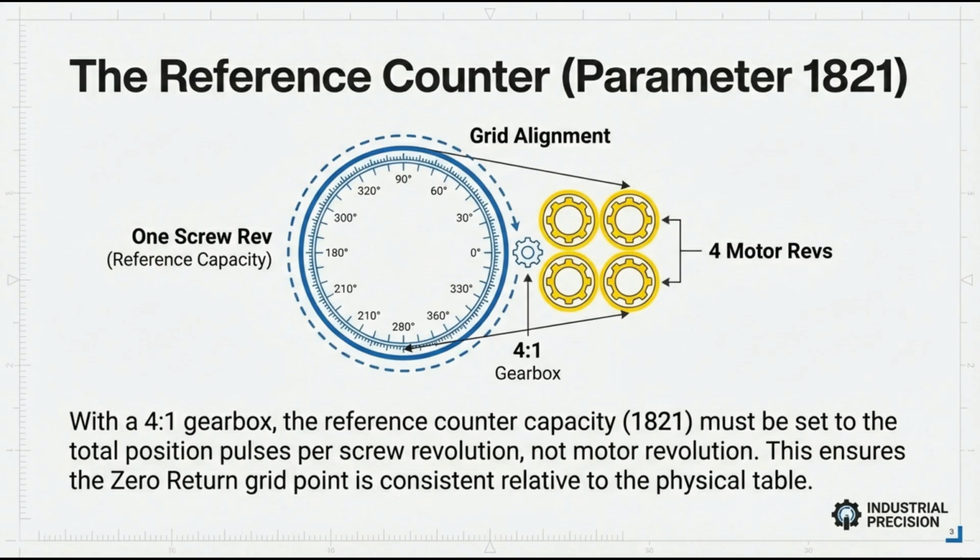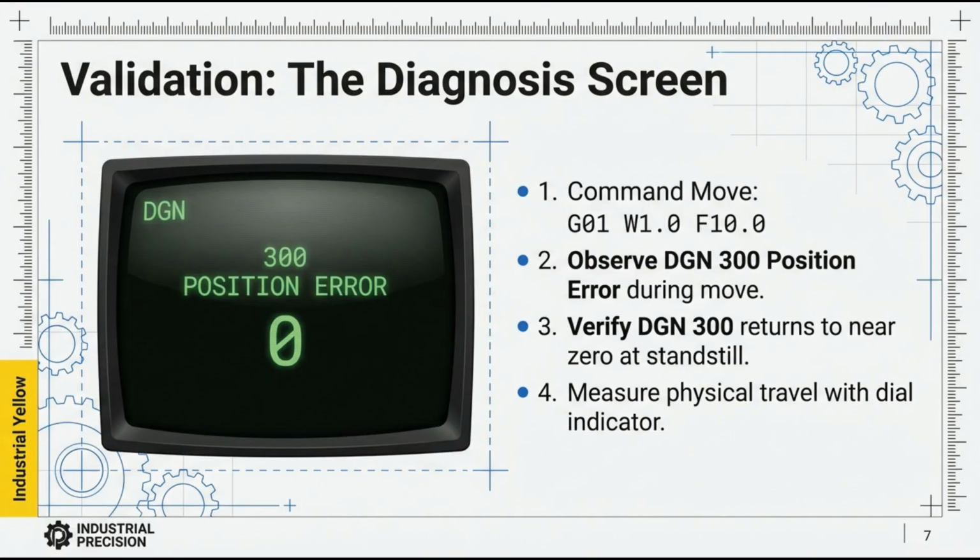The reference counter, parameter 1821, must be set to the total position pulses per screw revolution with the 4:1 gearbox. This ensures the zero return grid point is consistent with the physical table. Validation involves checking the diagnosis screen. Command a move. Observe the DGN 300 position error during the move. Verify it returns to near zero at standstill, and then measure the physical travel with a dial indicator.